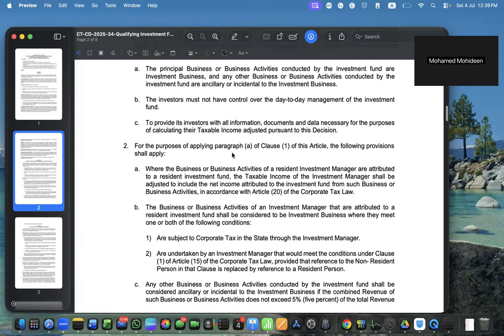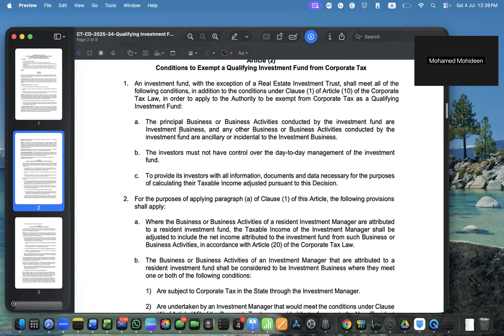For the purposes of applying paragraph A of clause 1 of this article, the following provisions shall apply. What is paragraph A? The principal place shall be investment business, other things will be ancillary. That was clause A. So the following provisions shall apply.